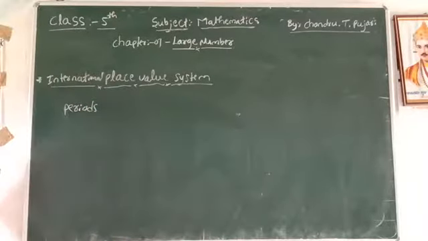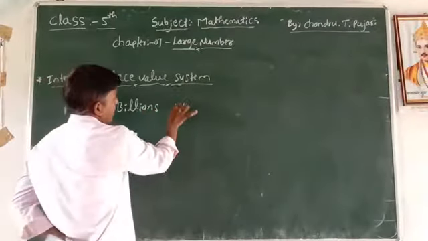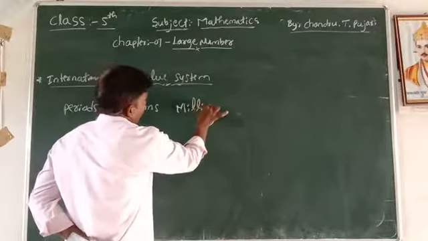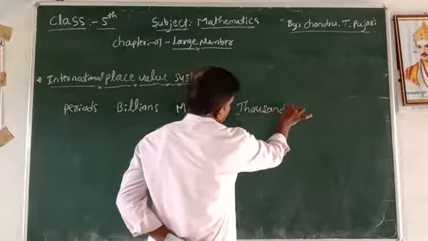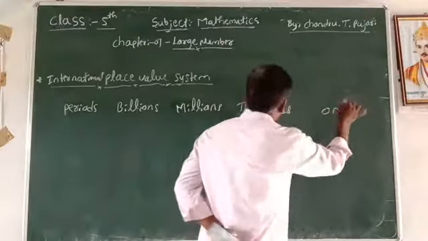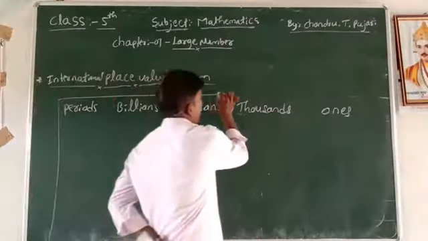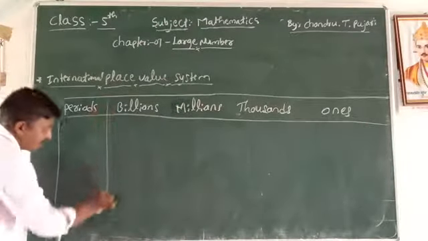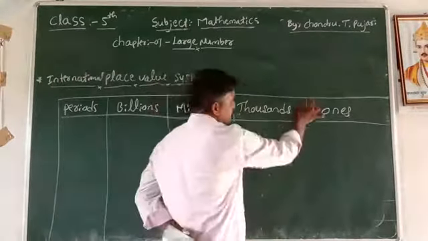In the international number system also there are 4 periods. The starting period is billions, next millions, the next thousands, and next ones. The first period is billion, the second period is million, the third period is thousand, and the last period is ones.